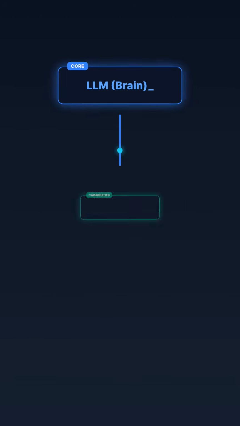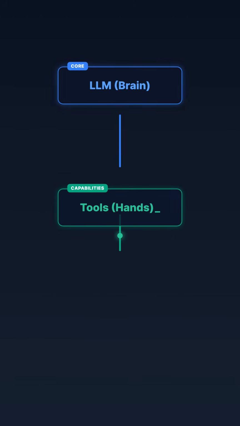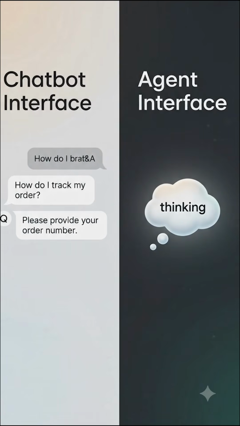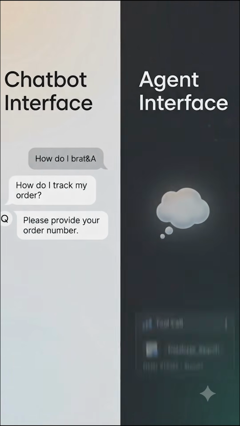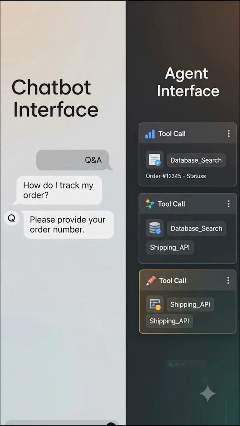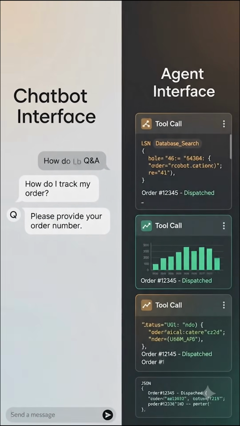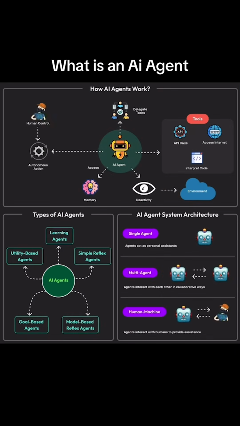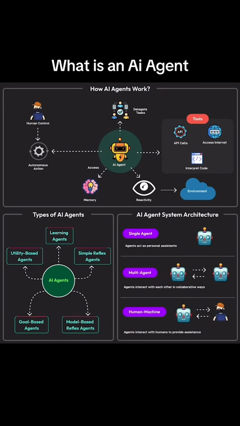An AI agent is just three things: a language model, some tools, and a loop. And that's it. The LLM is the brain, the tools are the hands, and the loop is what makes it actually do something useful instead of just talking about it. A regular chatbot takes your question and answers it. That's it. An agent takes your question, decides what actions to run, runs them, looks at the results, and reasons again until it has a real answer.